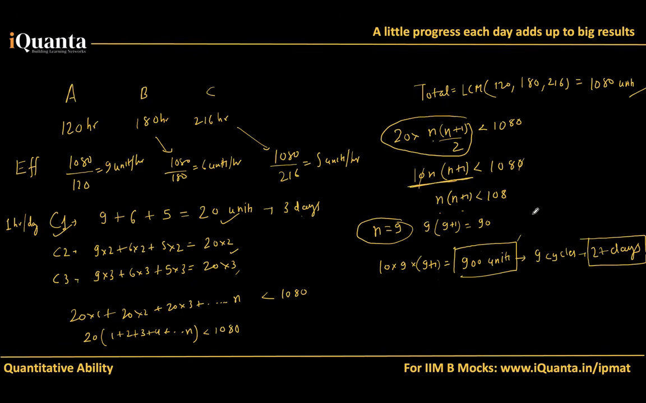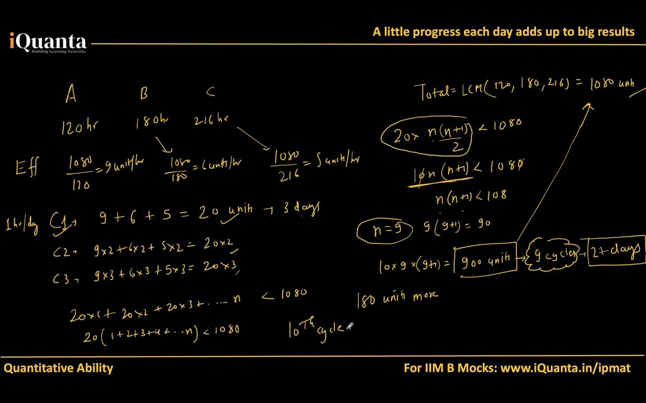Now we are very close to completing our work, that is 1080 units. How many units are left? We need 180 units more. We are left with these many more units. Okay. Now, see, 9 cycles have been finished. Okay. 9 cycles are gone. We are into the 10th cycle now. Let's talk about the 10th cycle.